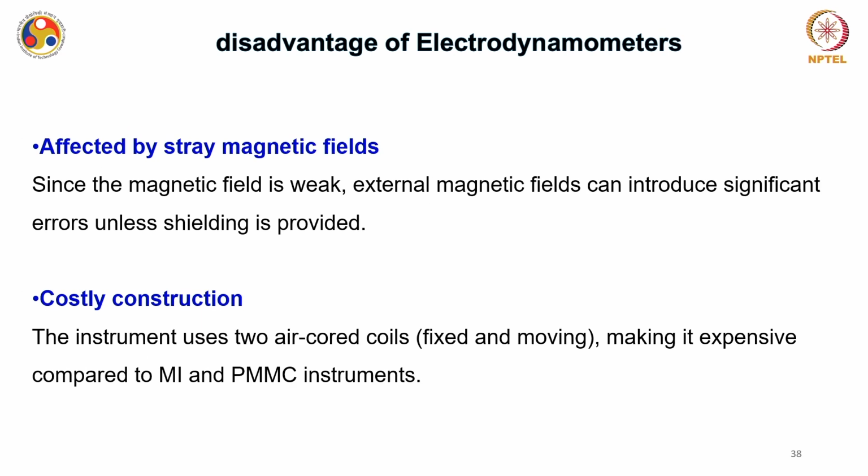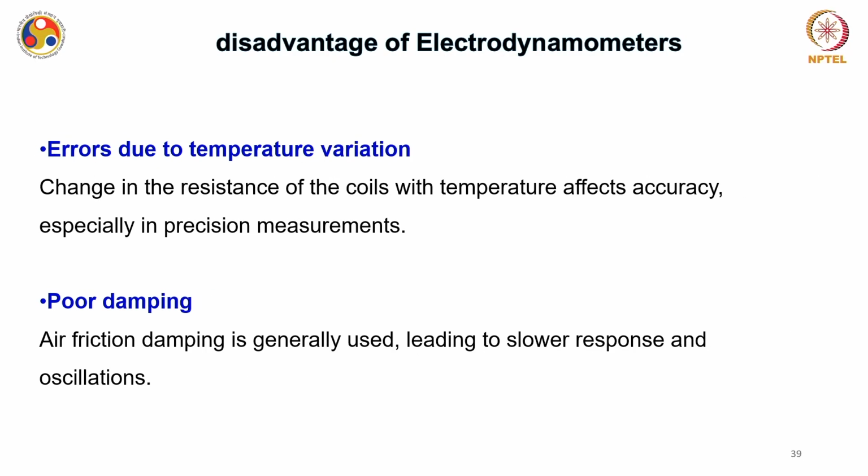Then they are affected by stray magnetic fields, and we have studied this as one of the sources of errors. Okay. Since the magnetic field is weak, an external magnetic field can introduce significant errors unless proper metal shielding is provided to electrodynamometers. Okay. The construction of these tools is very costly. The instrument uses two air-cored coils. Okay. One is fixed and another is moving, and that is why the system is more expensive as compared to a PMMC tool, or if you compare it with a moving iron kind of instrument.